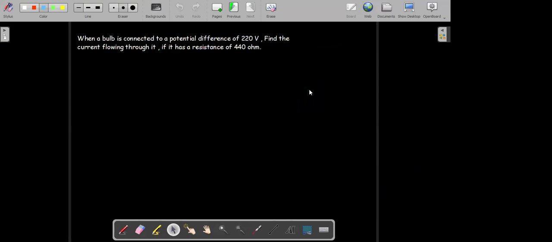So all of you try to do this question. As per the question, you have a bulb connected to a potential difference of 220 volt. You have to find the current flowing through it if it has a resistance of 440 ohm.